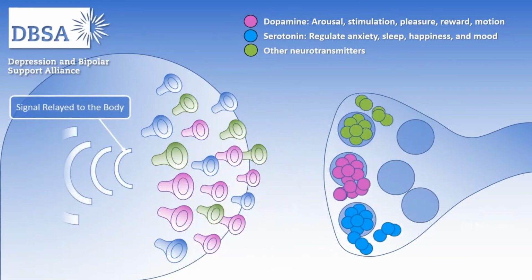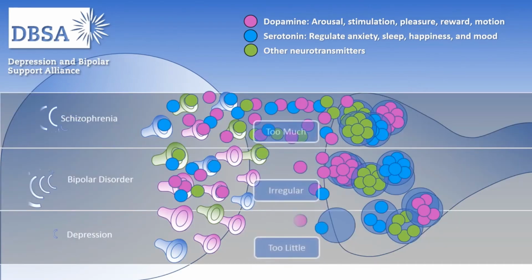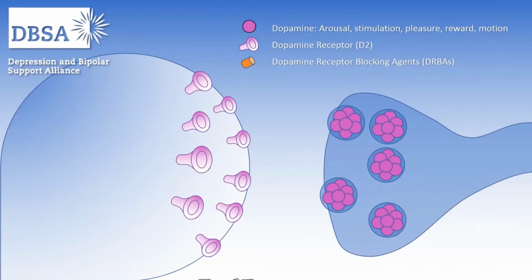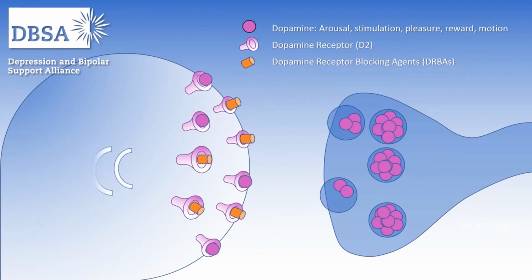Depending on genetics and environment, some people have too much, irregular, or not enough neurotransmitters to bind to the receptors, causing irregular signaling. This may explain the symptoms of schizophrenia, bipolar disorder, and depression. Antipsychotic medications are often prescribed for treating mental health conditions such as bipolar disorder, schizophrenia, and in some cases depression. Many of these medications block dopamine receptors from being stimulated by dopamine and are called DRBAs.